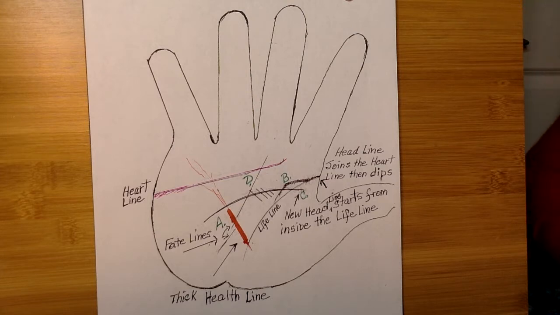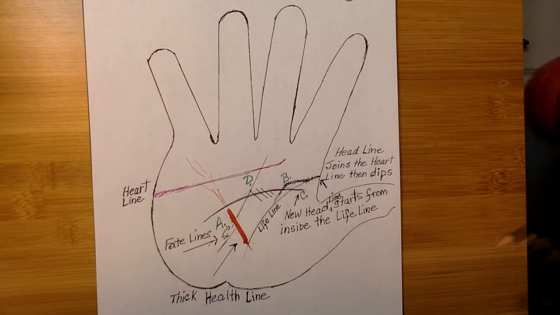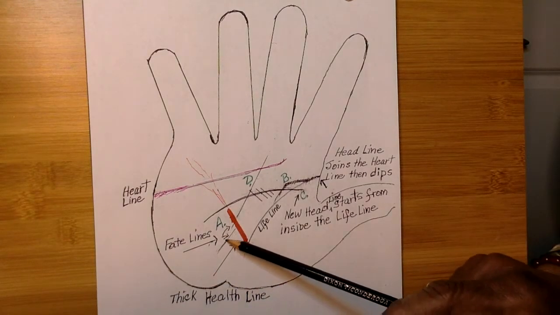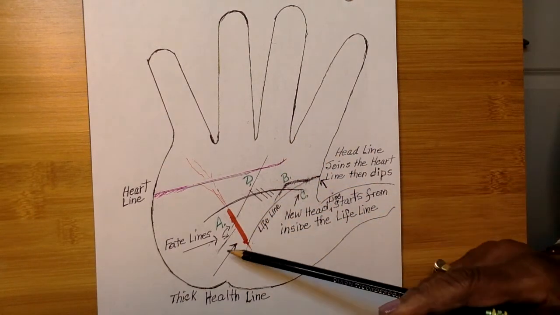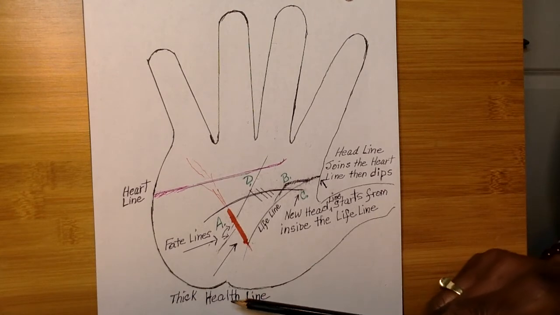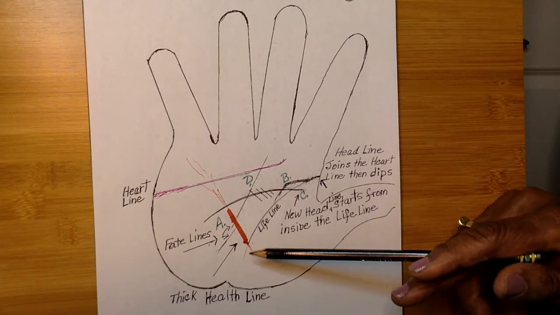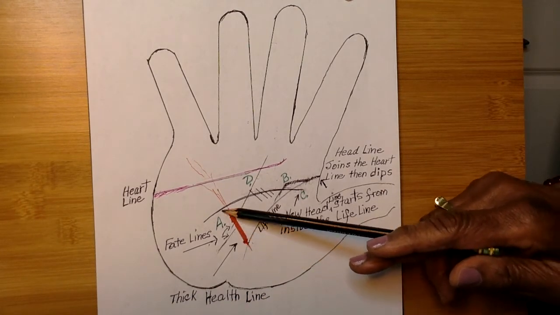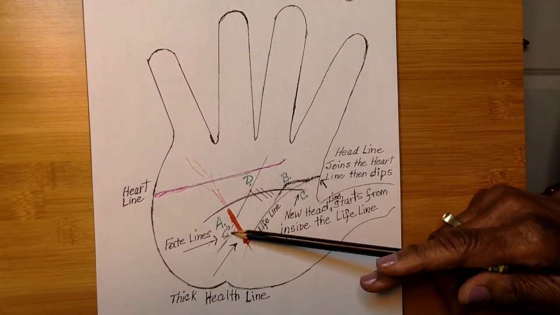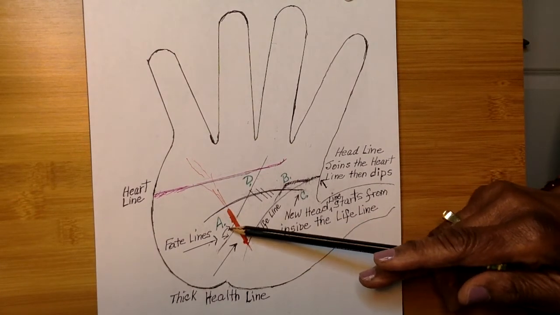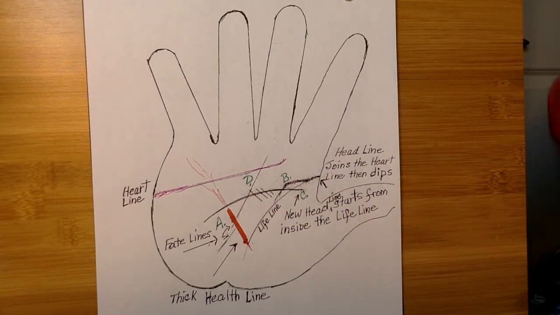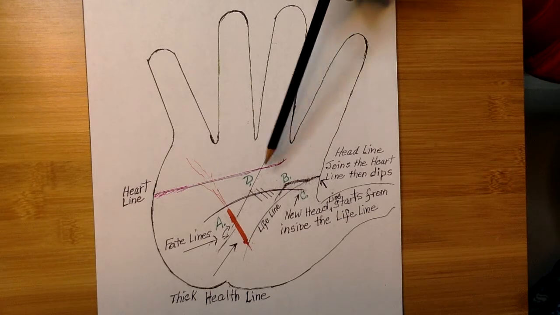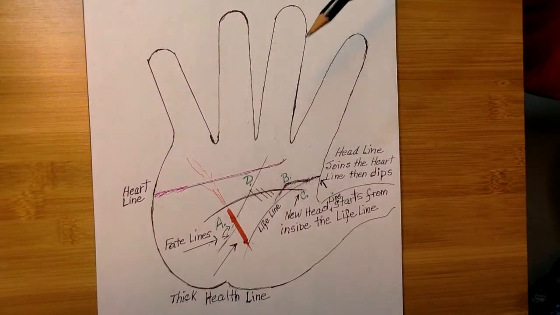Okay. So we're looking at the fate line. And here's the fate line. These lines here, they're usually going and they head toward this finger. But this thick health line interrupts and just literally barrels through. So it stops this. It stops this one. But it continues on. So we will focus more primarily on this one. I say this one because it's longer.